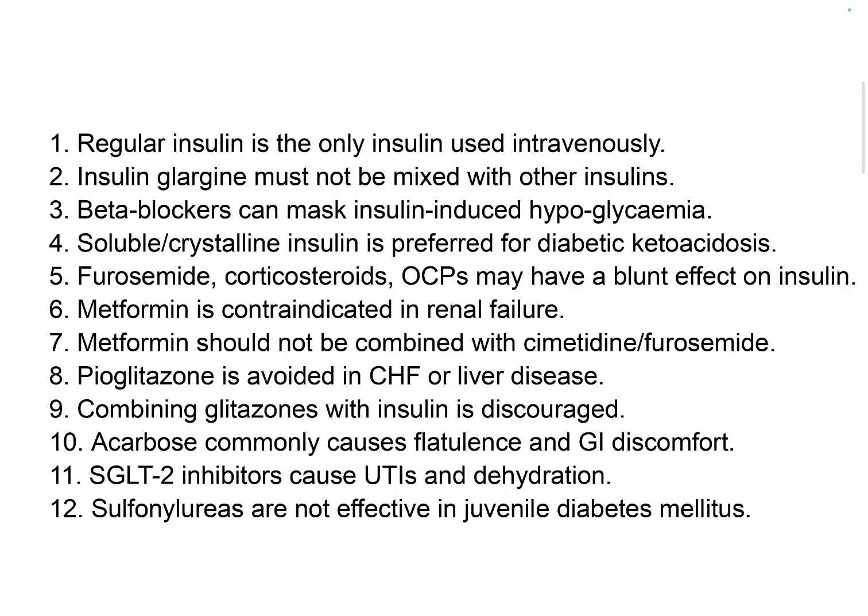Next question: furosemide, corticosteroids, and OCPs, oral contraceptive pills, may have a blunt effect on insulin. So what happens? First, furosemide. Furosemide causes potassium depletion. Furosemide is a diuretic, a loop diuretic. It acts on the sodium potassium 2 chloride channels, leading to diuresis.